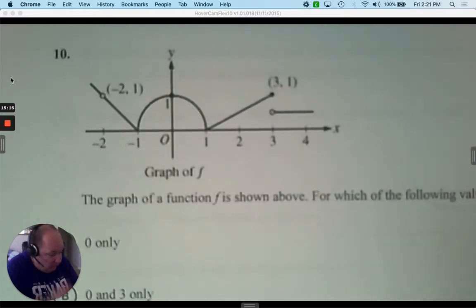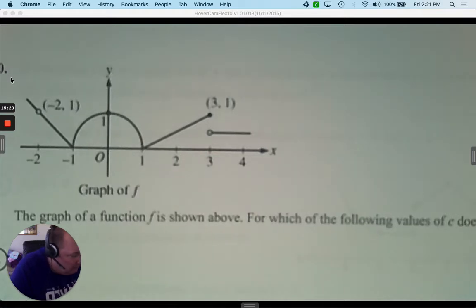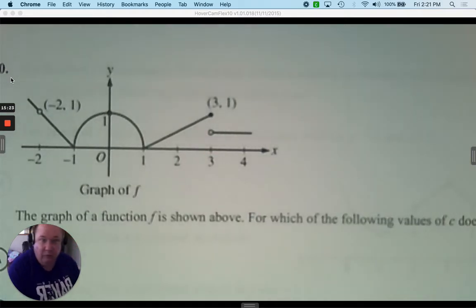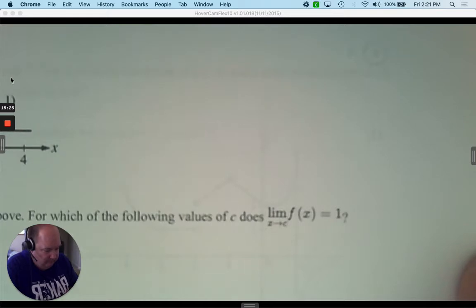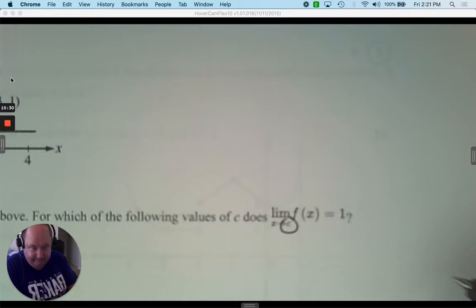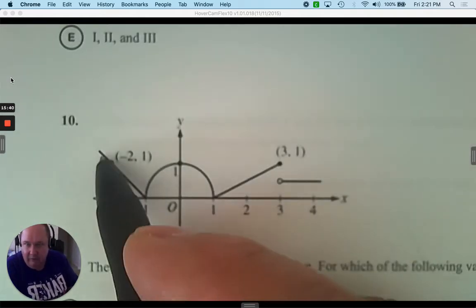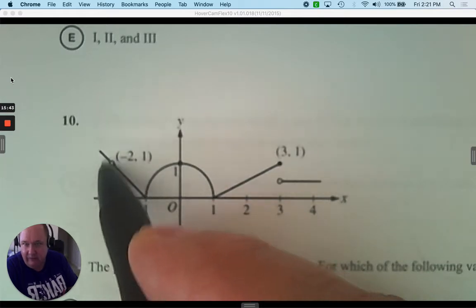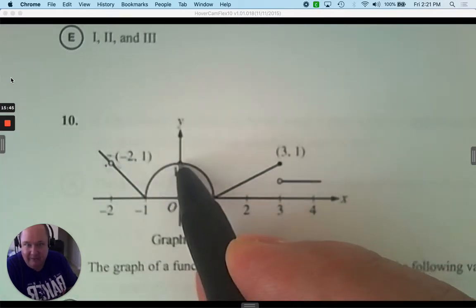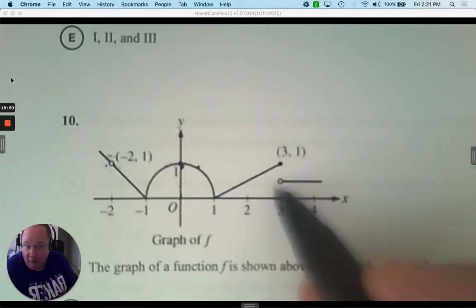The graph of the function is shown above. For which of the following values does the limit as x approaches c of f at x equal 1? So I'm looking for this, right? So the y coordinate is 1. That's what we're looking to approach. So if I look here, the y value at -2, the limit exists and it's approaching 1. And right here at 0, it's doing the same thing. Nowhere else does the limit exist.